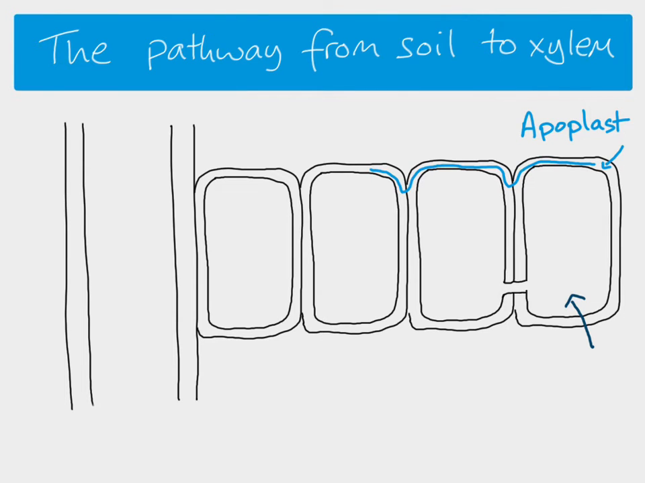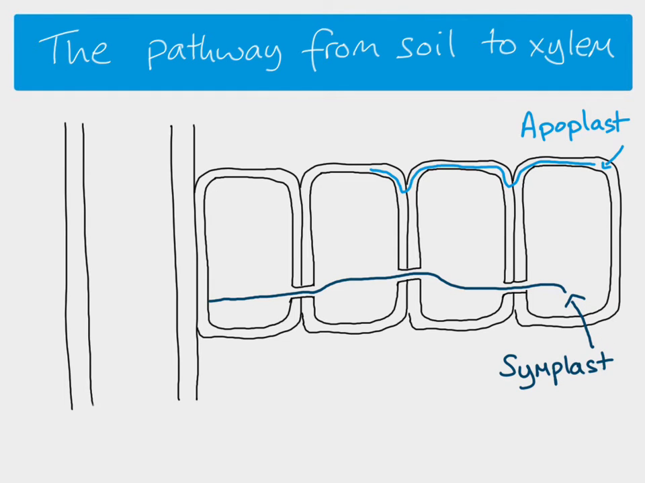From there, to get into the next cell, it can pass through the plasmodesma, or if there's lots of them, plasmodesmata. So remember, the plasmodesmata are the little passages that connect one cell to another, and the cytoplasm is connected. So the water that's entered here could just continue along from cell to cell, going through the plasmodesmata until it gets to the end there. This is the symplast pathway.